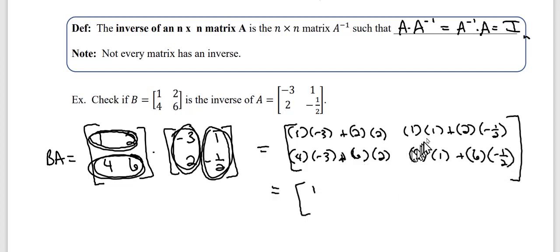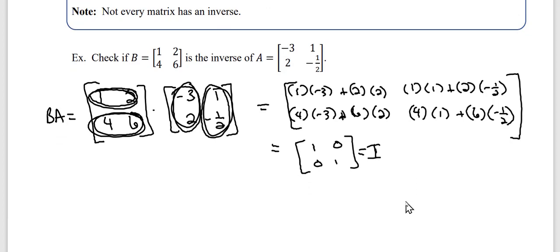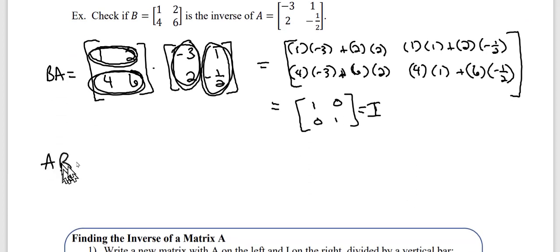That gives me 1. That gives me 0. Negative 12 plus 12 is 0. 4 plus negative 3 is 1. That is indeed equal to the identity matrix I. That doesn't mean they're inverses of one another. We do have to check the other way.